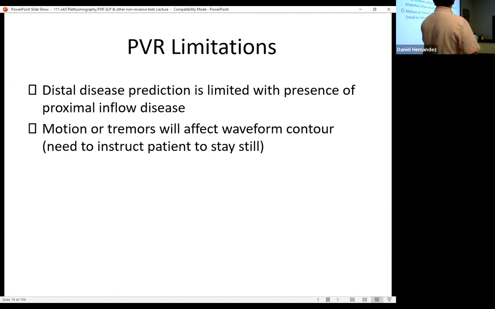So our limitations for our PVR, kind of what you were saying, Amy, is if we have disease high up, if it's inflow disease, we don't get a really good picture of what's going on below because that's going to affect our waveforms going down below. And then motion and tremors, patients who aren't able to stay still.